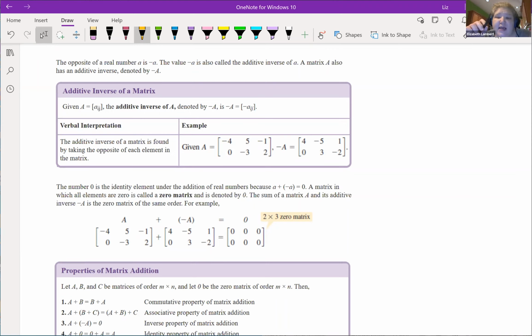Matrices do the same thing. It's just we have to do that process for each entry. But that's literally all it is for finding the additive inverse. You just change the sign of all of them. And you will end up with a 0 matrix.